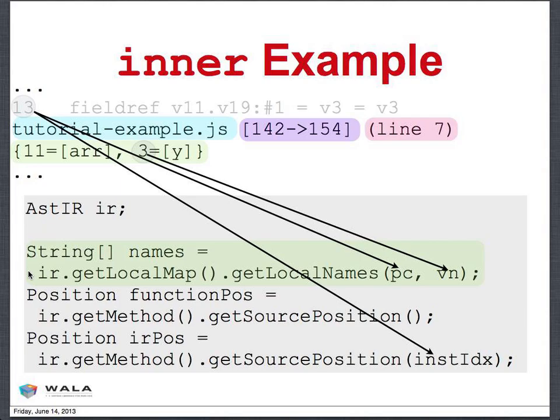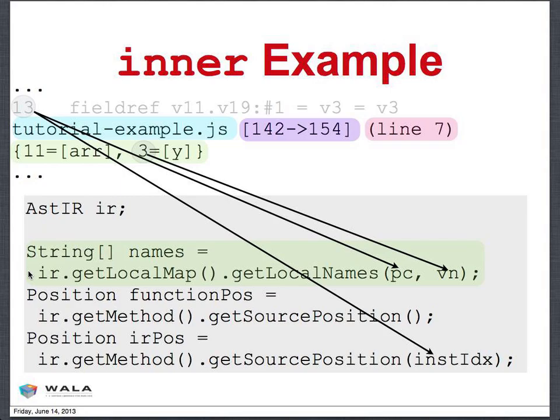Now, let me go back to the earlier example. Let's say we have the following instruction. You may notice if you dump IR in WALA, you get a bunch of information, a representation of what the instruction is. For example, in this case, it is a field ref. But you also get a bunch of source mapping information printed afterwards. In particular, you get told it's in tutorial example.js, character offsets 142 through 154, which is line 7. And at this point in the code, value 11 represents the variable array, and value 3 represents the variable.